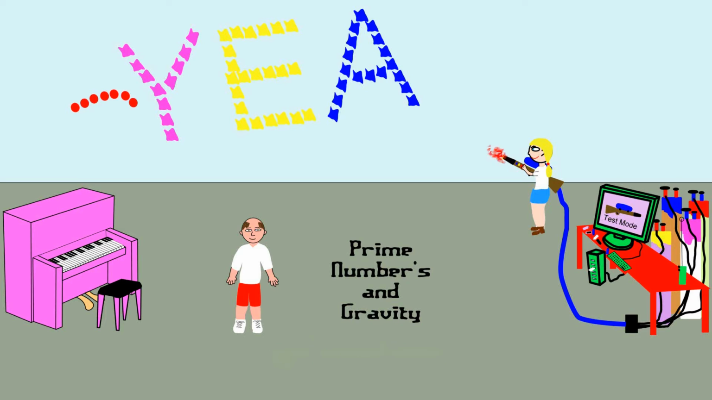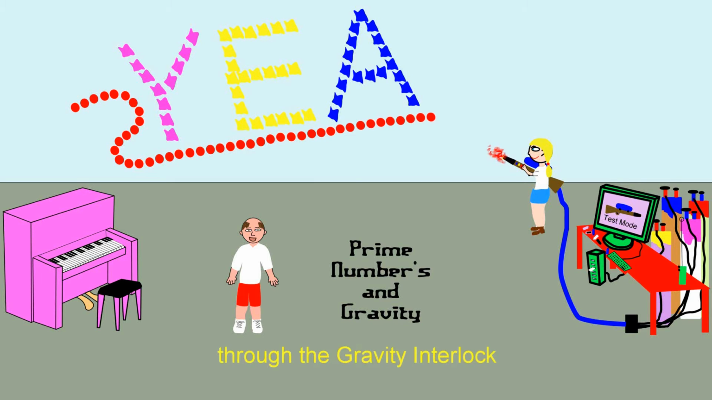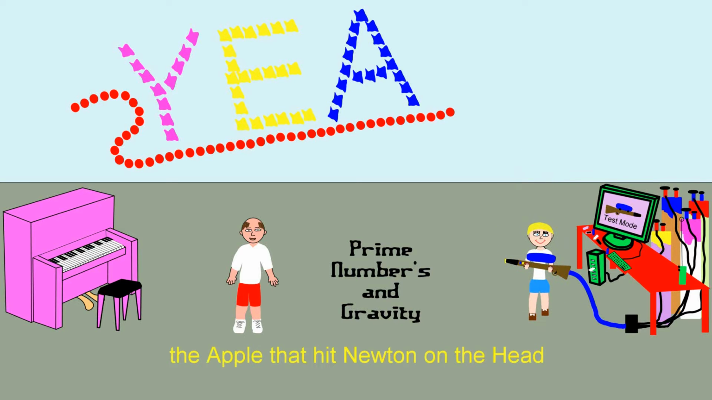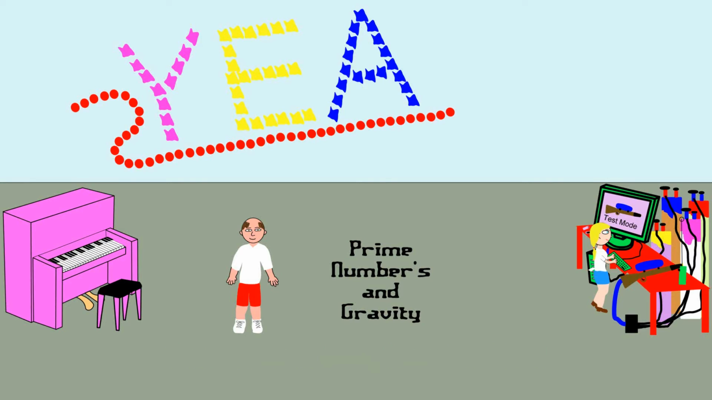The second video will go in depth and explore what growth is and how, through the gravity interlock, all the things we see actually grow. And we will understand why the apple that hit Newton on the head and helped him discover gravity was on the tree in the first place. Yes, I know, it grew there. But what does grow actually mean? With all that being said, let's do this.